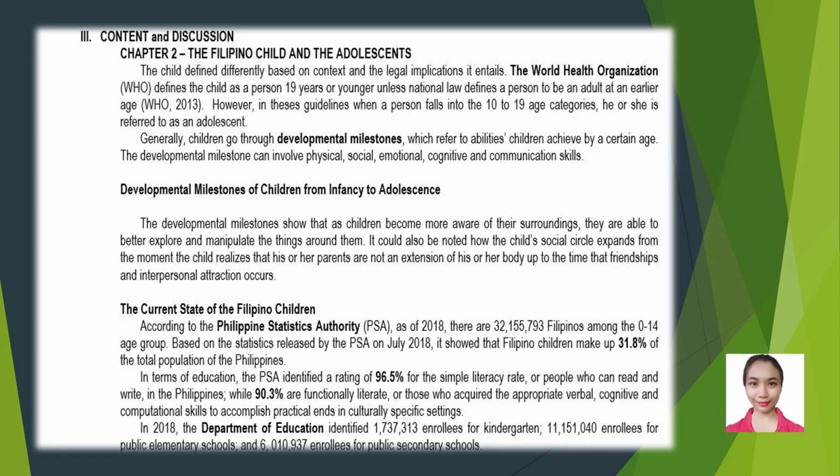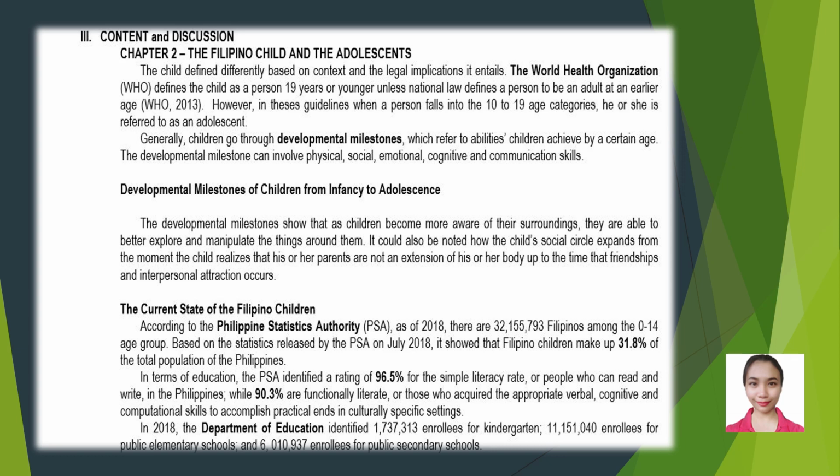Next, in terms of education, the PSA identified a rating of 96.5% for the simple literacy rate, or people who can read and write in the Philippines. While 90.3% are functionally literate, or those who acquired the appropriate verbal, cognitive, and computational skills to accomplish practical ends in culturally specific settings. So, those percentages in terms of education are literally high. The 96.5% is high, and then we also have 90.3%.